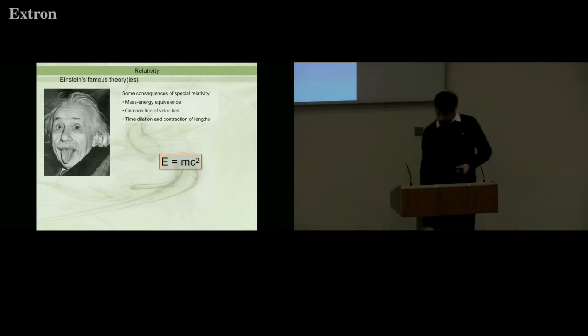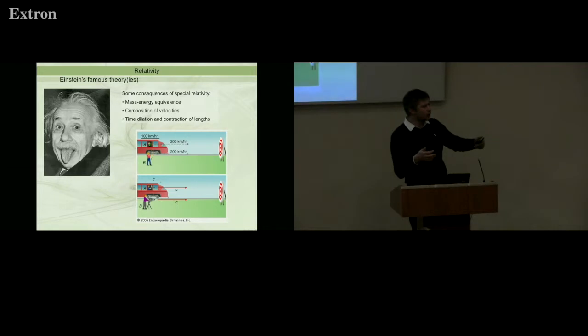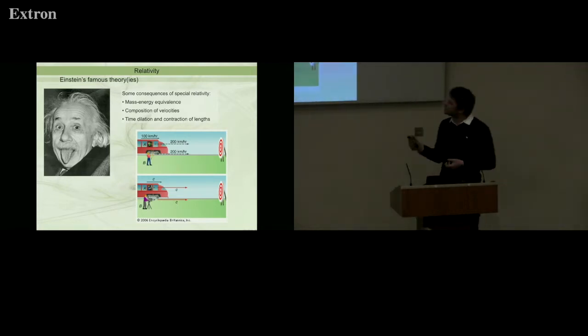Okay? The second principle is really interesting. We call it the composition of velocities. So let's consider this little thought experiment. And Einstein was very famous for doing these little experiments in his head. He would speculate what would happen if I was able to ride a photon. How would the universe look to me? And so our experiment today is basically about a train.